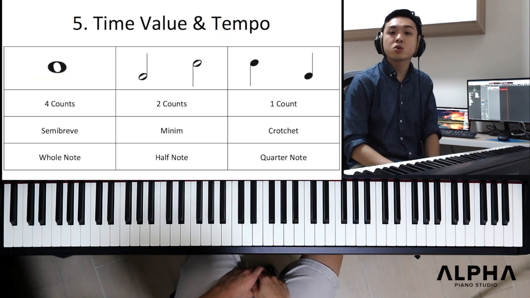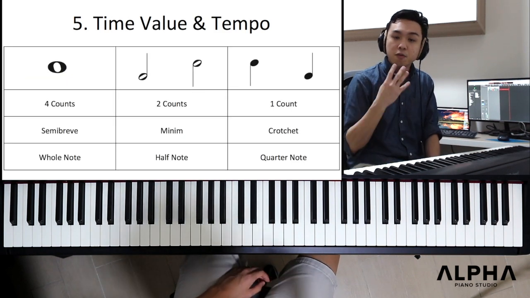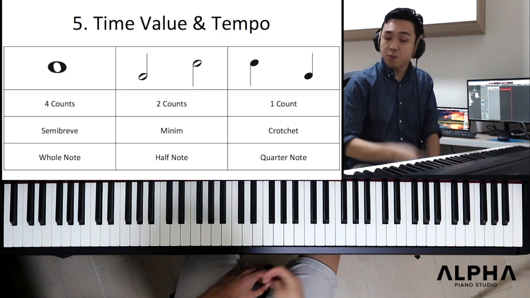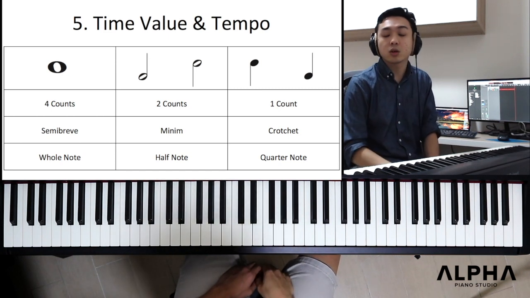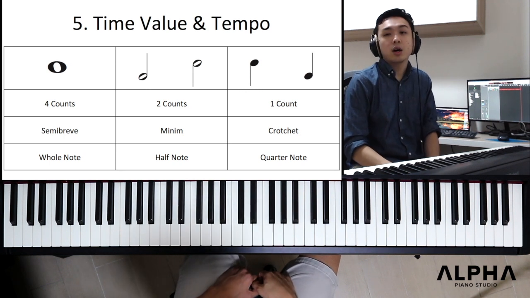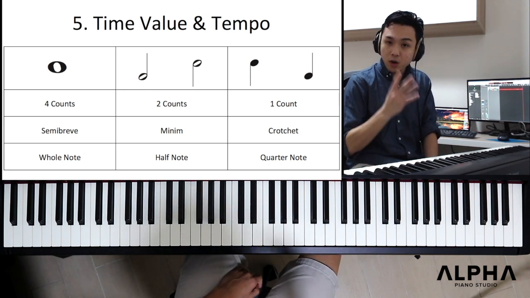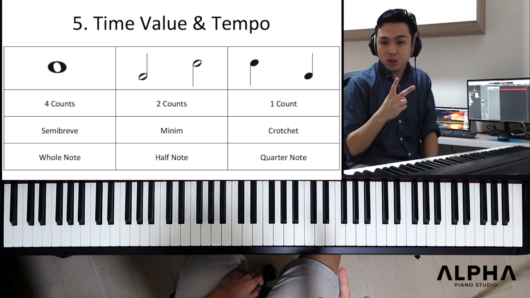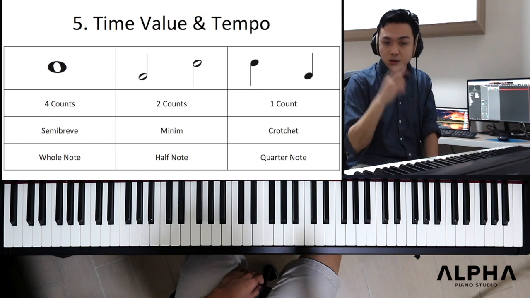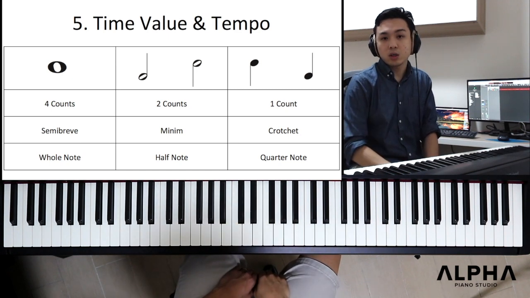And by the way, these notes have technical names. The 4 counts is called a semibreve. The 2 counts is called a minim. The 1 count is called a crotchet. These are the terms they use in the UK. In the US, the term for the 4 counts is a whole note. The term for the 2 counts is called a half note. And the term for the 1 count is called a quarter note.